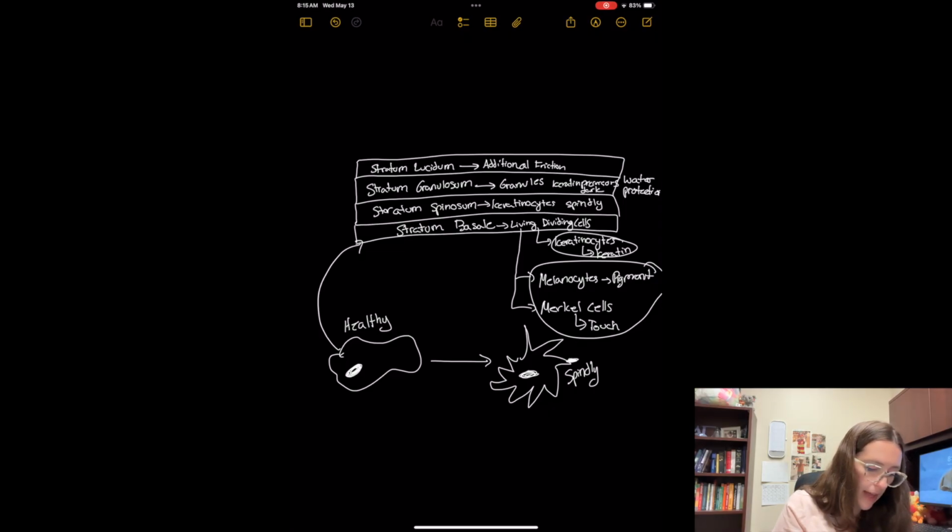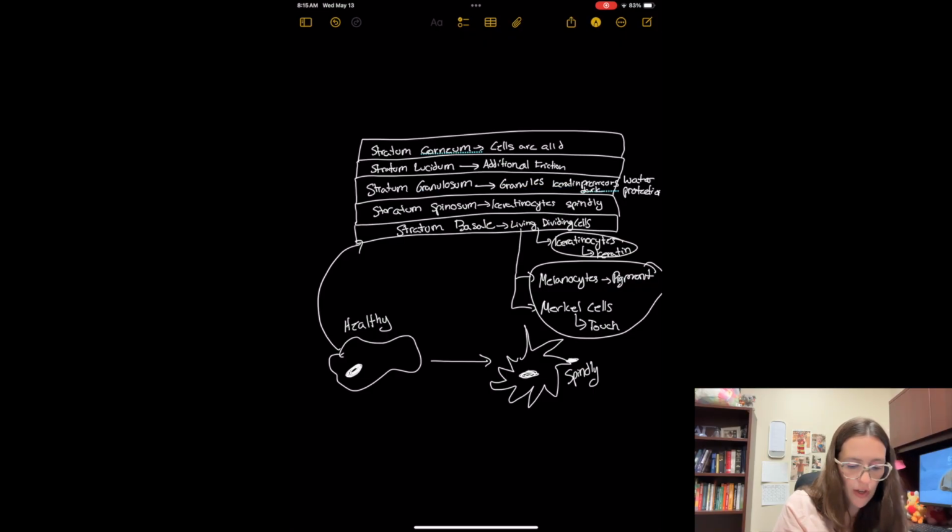And then the last layer we have is the stratum corneum, where the cells are all dead. We just have keratin, lots and lots of keratin around, to again protect our bodies from things like water getting in, or a pathogen, or what have you, or even just normal damage.